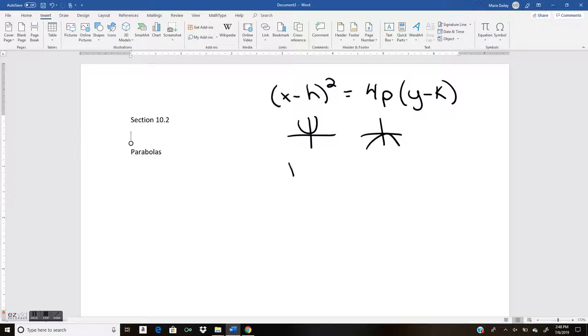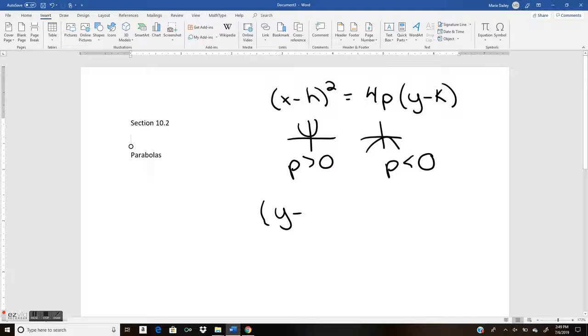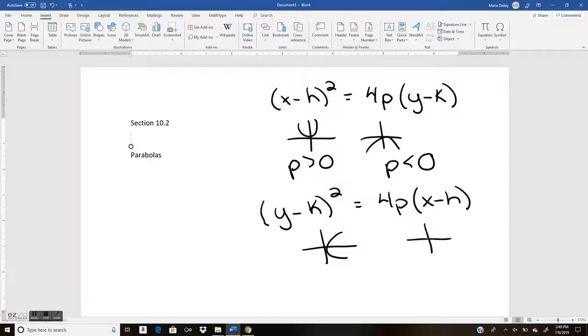I'm going to break that up into two graphs. This again is if p is positive, and this one is if p is negative. All right, the other form for the equation of a parabola is y minus k squared equals 4p times x minus h. Now this one is the one that opens left or right. If it opens to the right, p is positive. If it opens to the left, then p is negative.